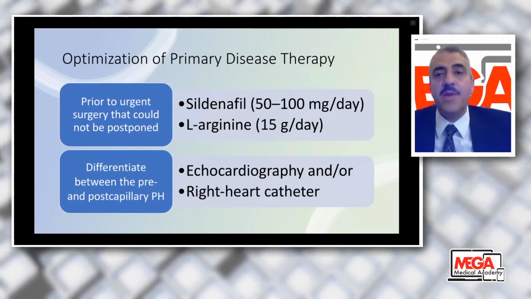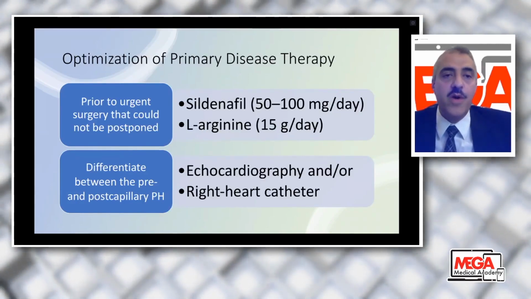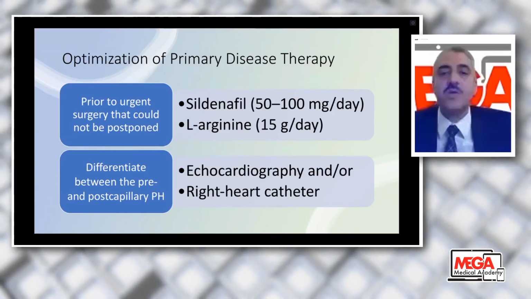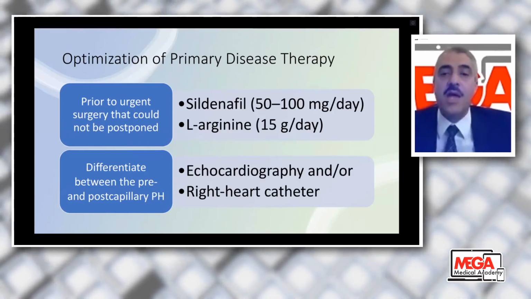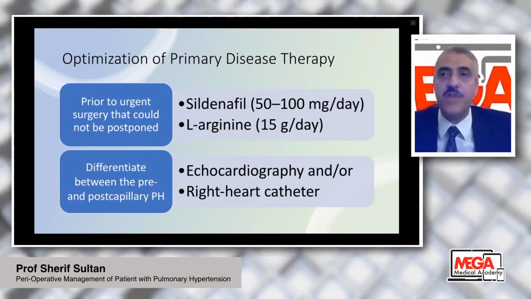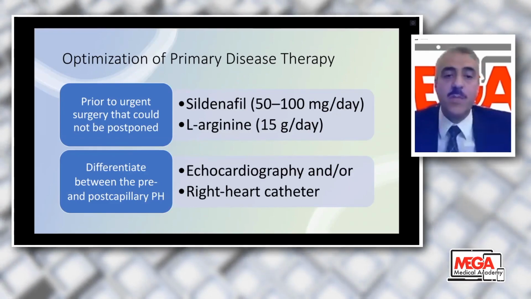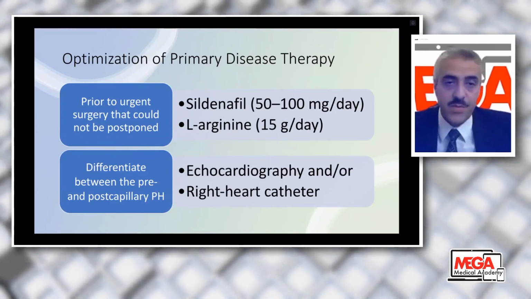We need to optimize the primary disease therapy before going to OR. If the patient has urgent surgery that cannot be postponed, we start at least sildenafil 50 to 100 milligram per day and L-arginine 15 gram per day as a precursor for nitric oxide. At least we can differentiate between pre- and post-capillary pulmonary hypertension with the use of echo and right heart catheter.